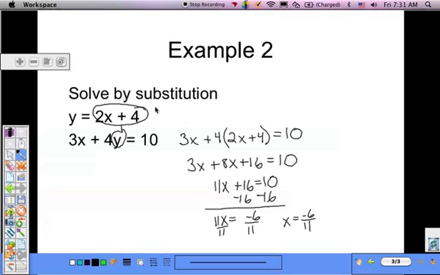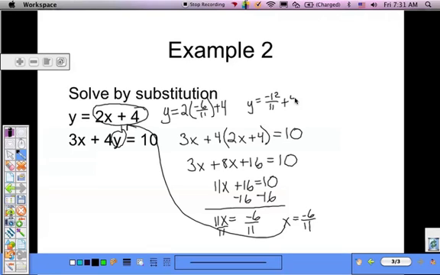Now we need to always find our y value as well. So we can go back up to this top one and substitute in our x value. So we know y equals 2 times negative 6 over 11 plus 4, which means y equals negative 12 over 11 plus 4.